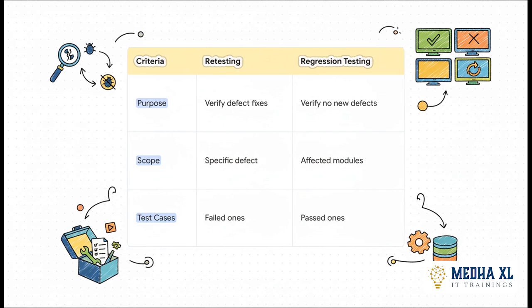And this chart just lays out the difference so beautifully. Take a look at the scope. Retesting is super simple. A bug was found, a fix was made, and now the tester retests that one specific thing to make sure it's fixed. It's focused on what failed before. Regression testing? It's the opposite. It focuses on everything that used to pass, just to make sure it still does. One confirms a fix, the other prevents a catastrophe.